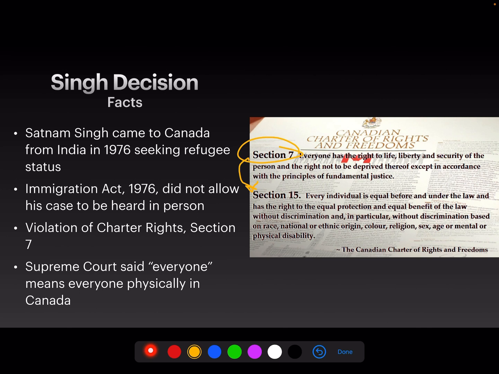The Supreme Court, when they heard this case, said that the word everyone, and here I'll underline it in red, everyone means everyone physically in Canada. So if you're in Canada, the Charter applies to you. Now, we may have spoken about this. I can't remember if I said it in the video for the chapter, and I know I've said it in class, but everybody means everybody. So if you're in Canada, the Charter mostly applies to you. Yes, there are some rights you don't get, like your democratic rights, and some mobility rights are restricted. But if you're in Canada, you get rights. And the Supreme Court said that.